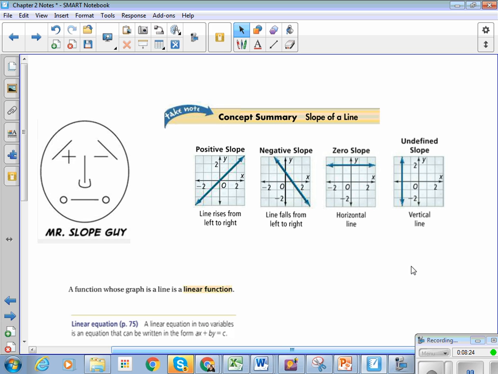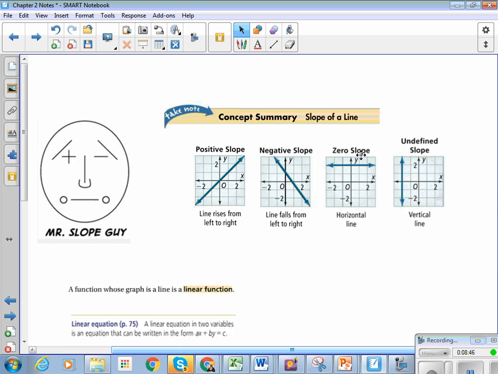And then undefined slope, so that's where his nose comes in. He's got a U for the bottom of his nose for undefined, and then a straight line that comes down from his eyes to that U.